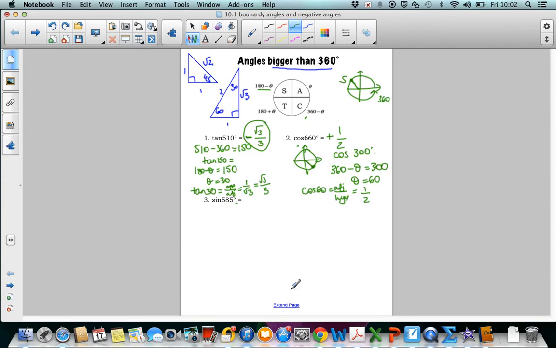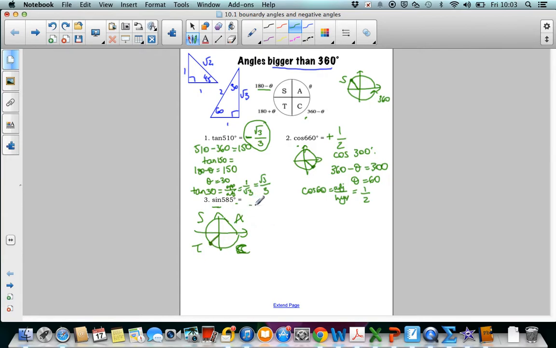Okay. So the next one, sine 585. So if we've turned 1 whole revolution, so that's 360 degrees, what we have left to turn is 585 minus 360. That leaves us with another 225 to turn. So that's going to land us in that third quadrant there. So we know that we're looking for sine of 225 degrees.